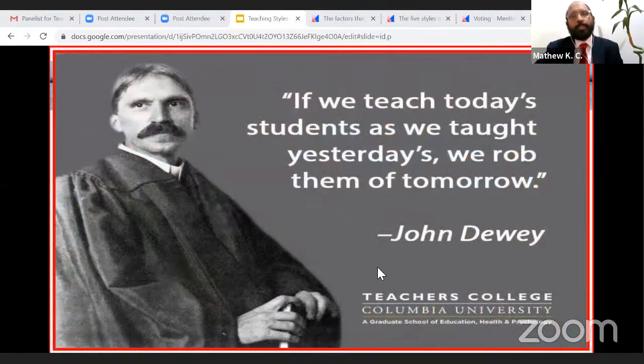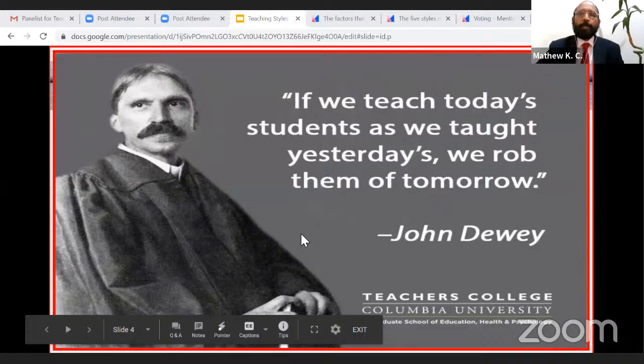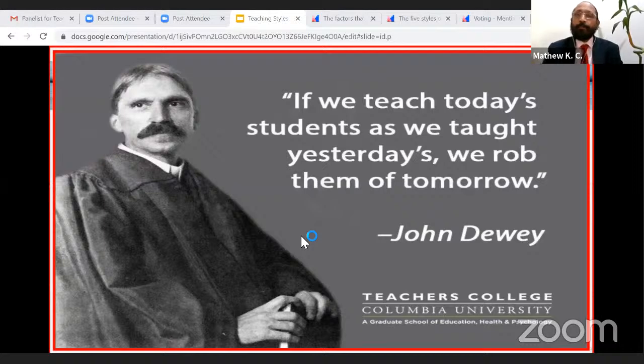Let me start with a beautiful thought by John Dewey, a famous American philosopher. If we teach today's students as we taught yesterday's, we rob them of tomorrow. It's a beautiful thought by an American pragmatic philosopher.